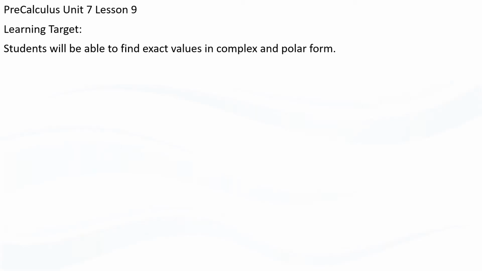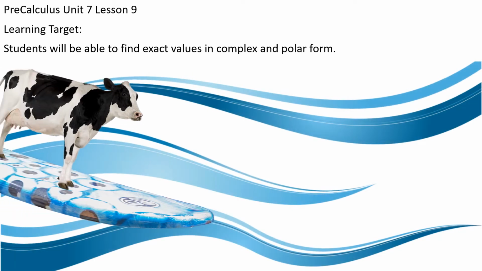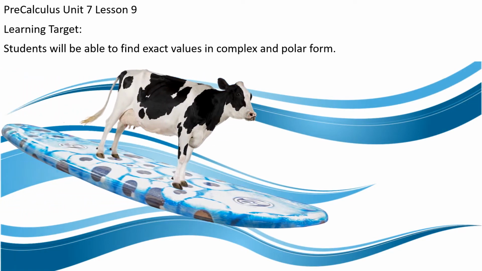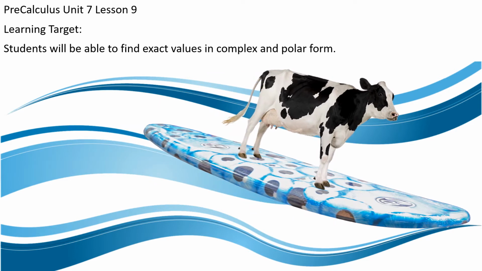Okay, we want to find the exact values for all the solutions in complex and polar form. So let's hang hoof and ride the wave. All right, so can I get all the solutions and can I get them exact and not decimal approximations?